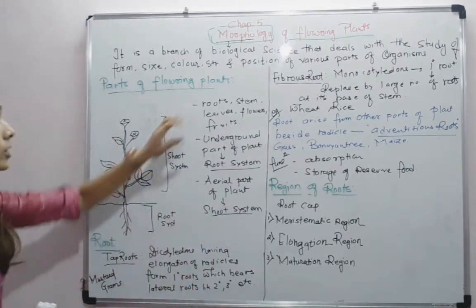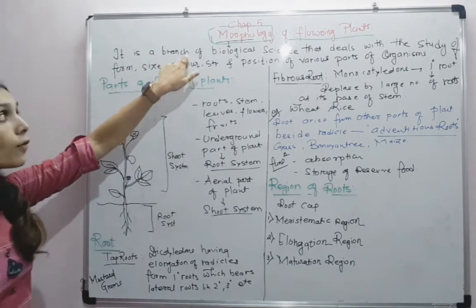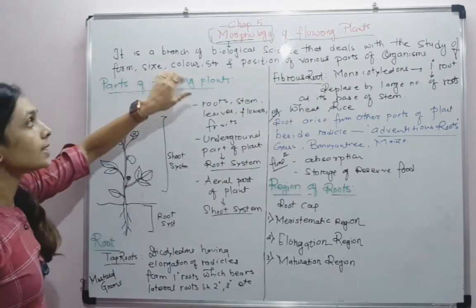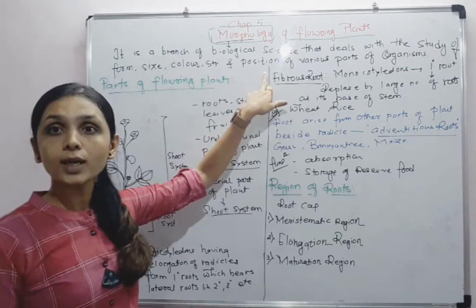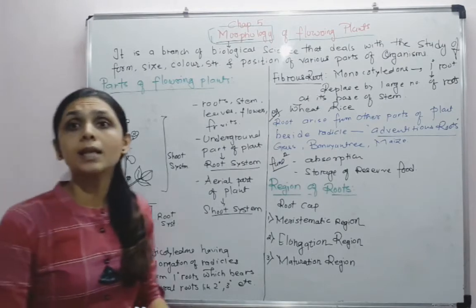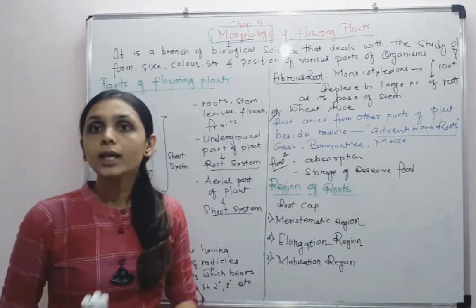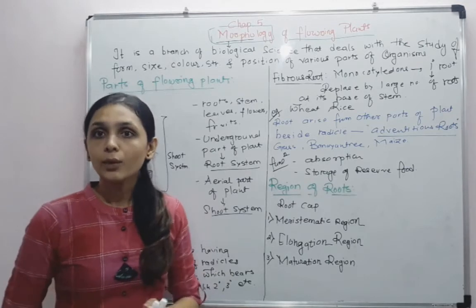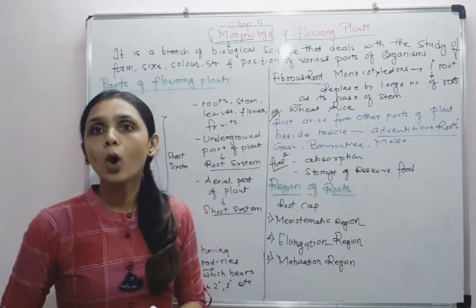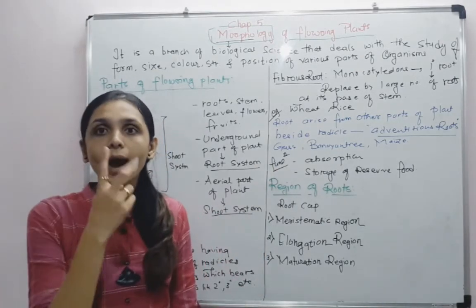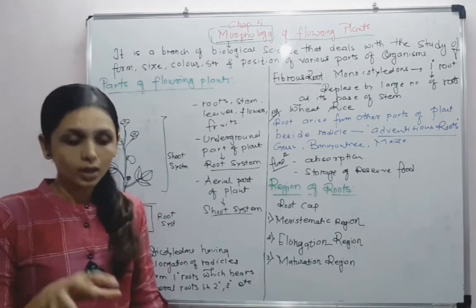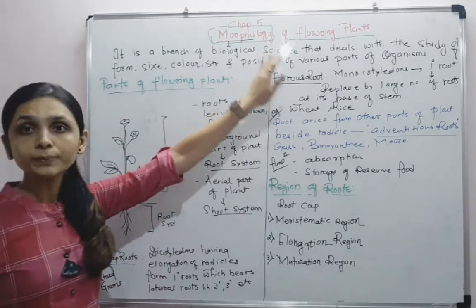So what is the definition of morphology? You can see over here. It is a branch of biological science that deals with the study of form, size, color, structure, and position of various parts of the flowering plant. That is known as morphology. It is not compulsory that morphology deals with only flowering plants. Morphology also deals with animals. If we talk about human morphology, that means the outer part of the human body: two hands, head, eyes, nose, ears. That is just the study of the outer part, and it is known as morphology.